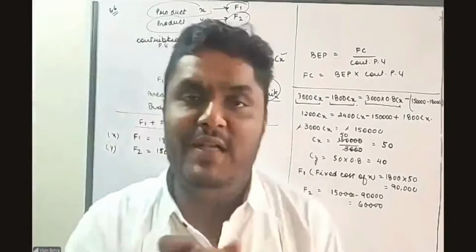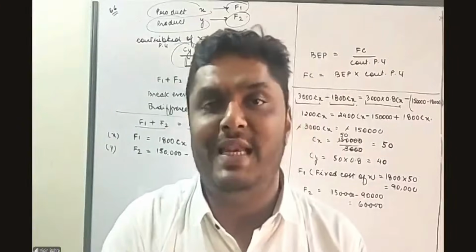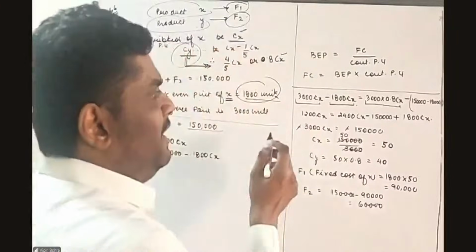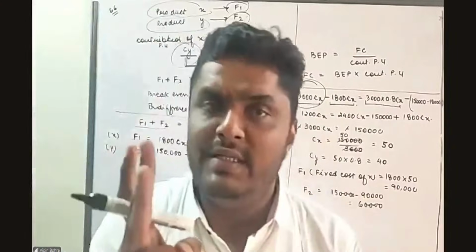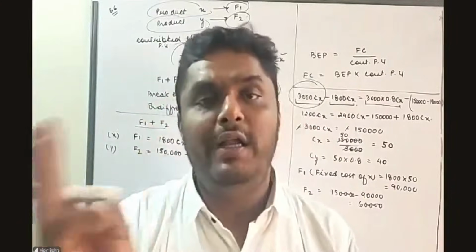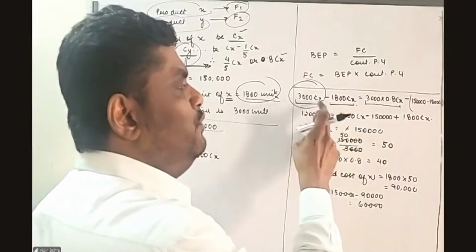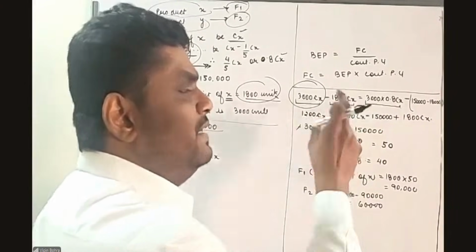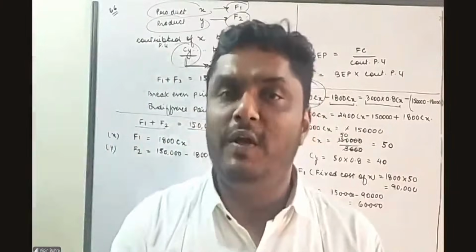When talking about indifference point, it's the point where the profit of both the products are equal. So herein, this is the contribution of X. See, 3,000 units into the contribution of X minus the fixed cost of X. This is the profit of X. This should be equal to the profit of Y.